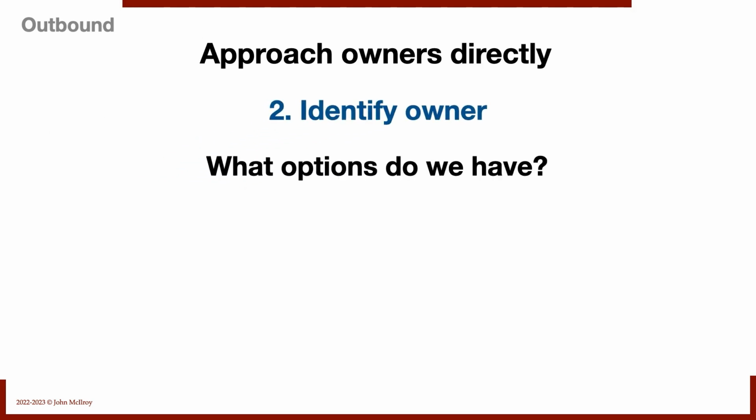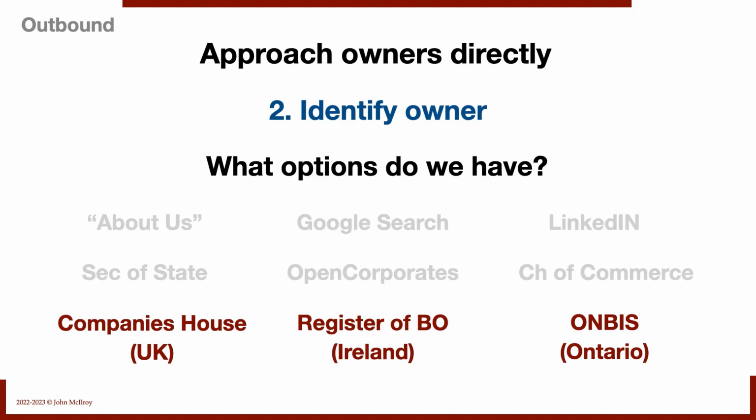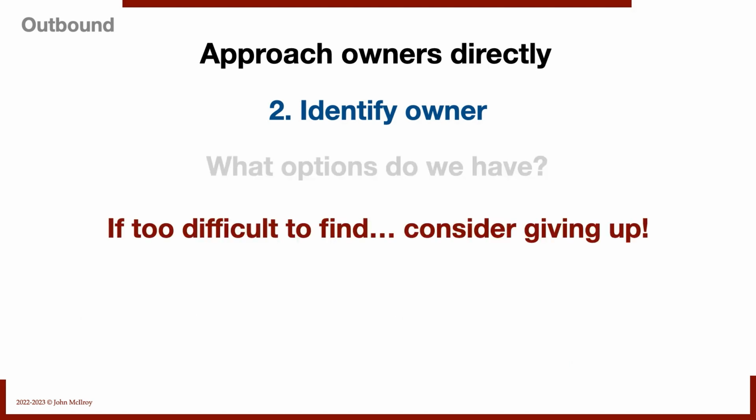What options do we have here? Well, there's the About Us section on the website. There's Google search. There's LinkedIn. If you want to take it up a notch, there are Secretary of State sites for most states. You can look at Open Corporates, the Chamber of Commerce. If you're international, we have Companies House in the UK, the Register of Business Owners in Ireland, and ONBUS here in Canada. If it's too difficult to find the owner, I would consider giving up.